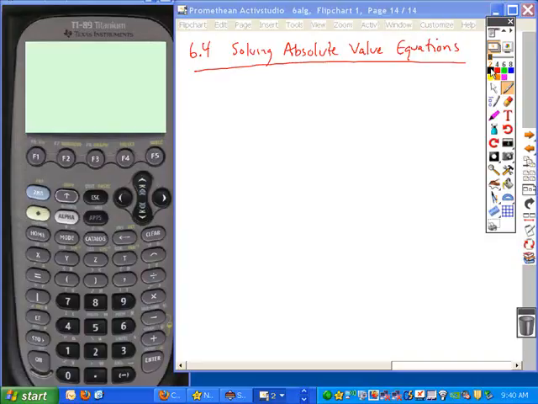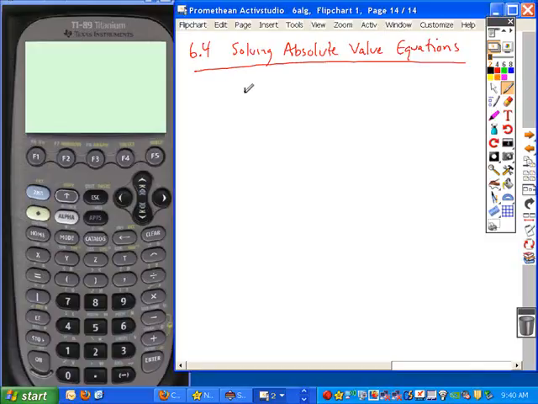Right, when you are looking to solve these types of equations, oftentimes it can have multiple solutions. It's either going to be 1, 0, or 2 when you're looking at solving absolute value equations. And here's the steps that you'll use to solve these.